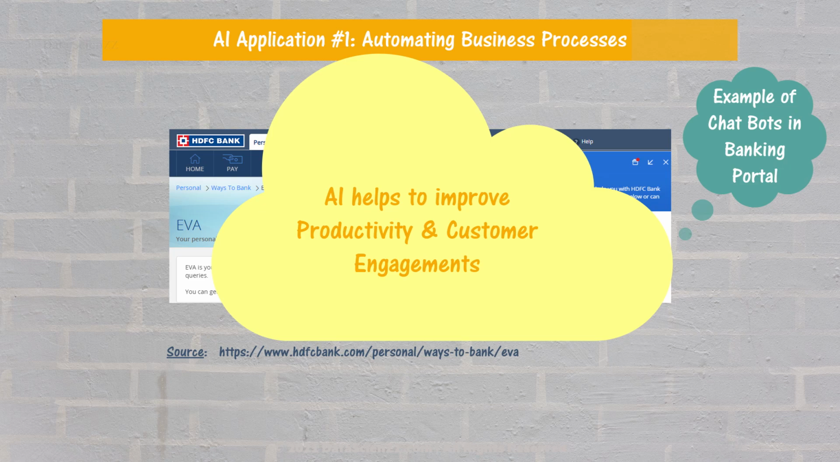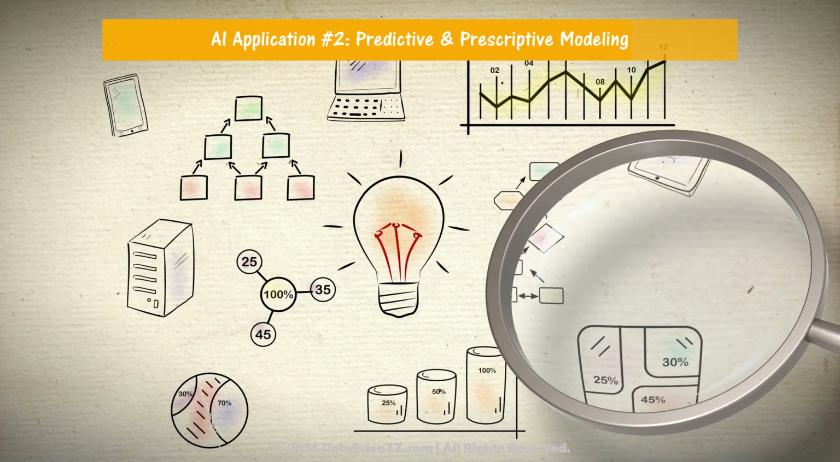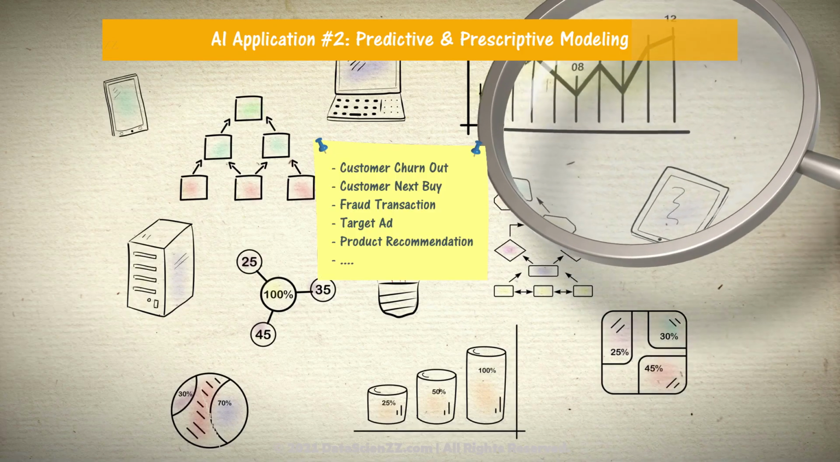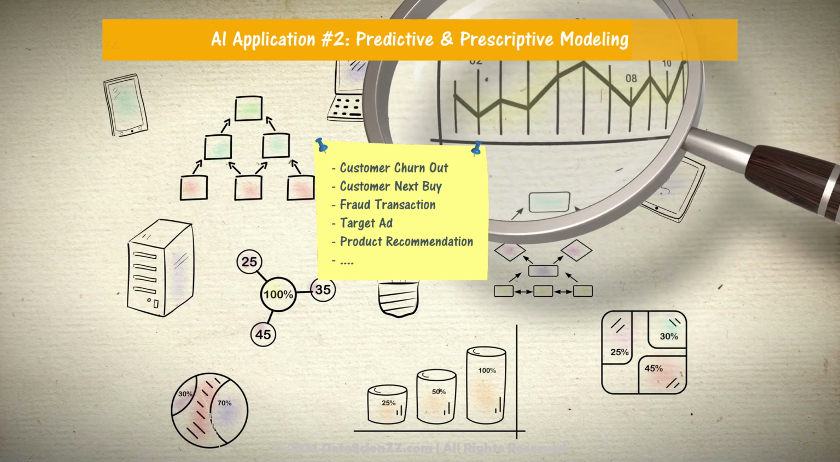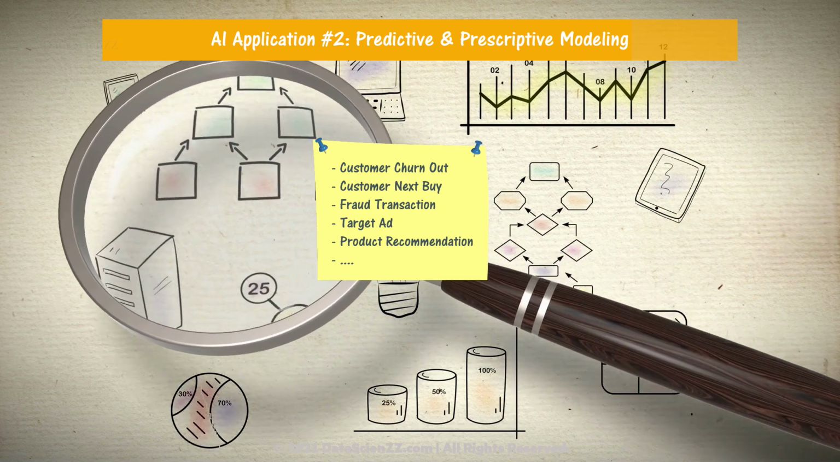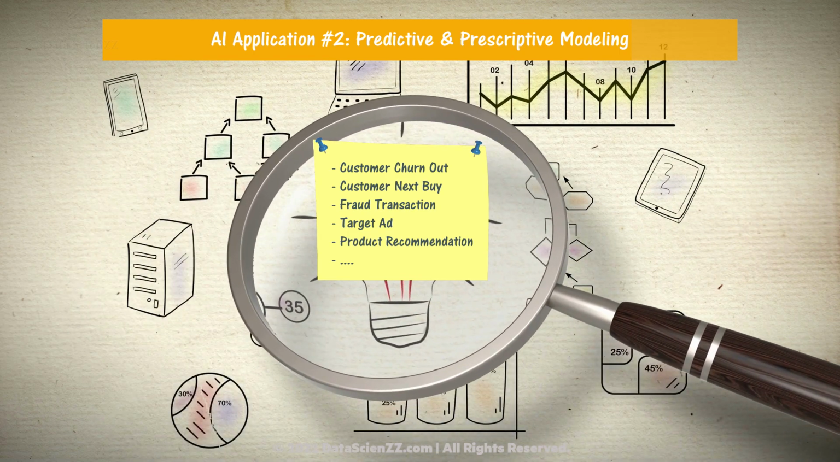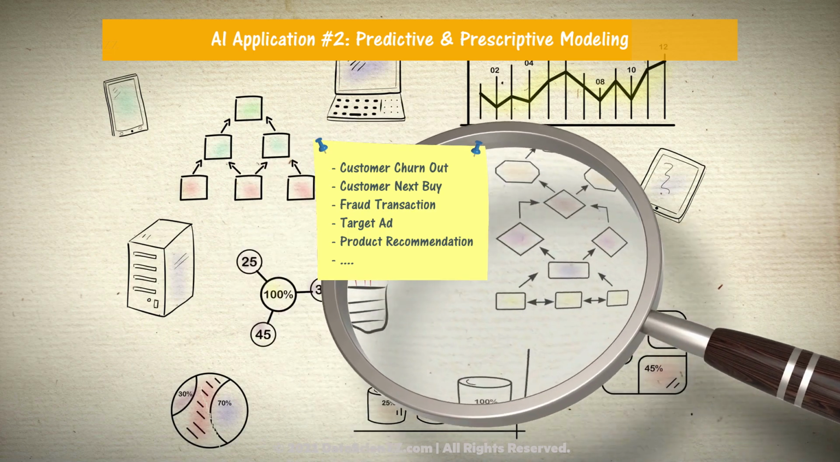customer engagements. Next, AI is used to build predictive and prescriptive models, and helps us get actionable insights from data. Some common examples are predicting which customer is going to churn out, which item a particular customer is going to buy, identifying a credit card fraud transaction in real time, showing the most relevant ad to a target customer, real-time product recommendation, and so on.